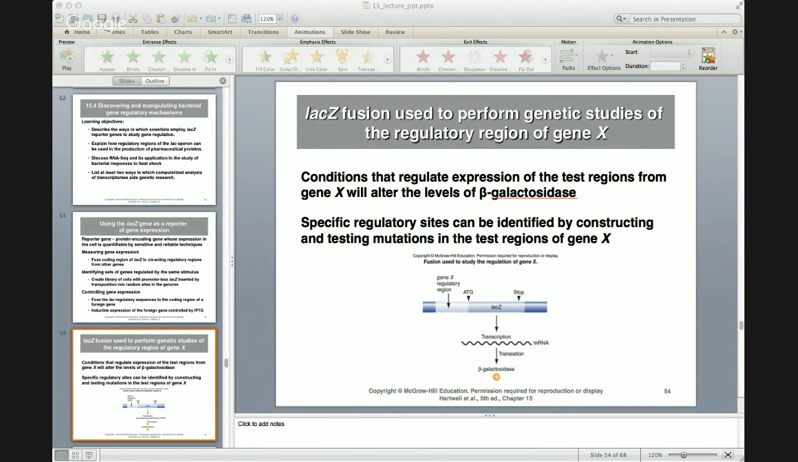So it says conditions that regulate expression of the test regions from the gene X will alter the levels of beta-galactosidase. You see that here. This is the gene regulatory region of gene X placed upstream of the lacZ, and depending on the conditions present, it could turn the lacZ gene on or off. Okay, so that is one use of lacZ there.